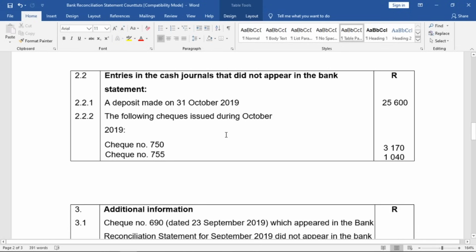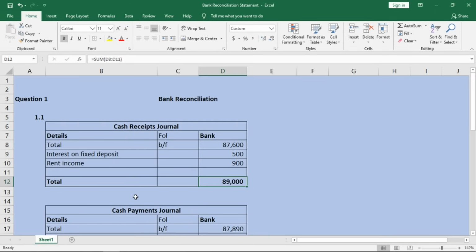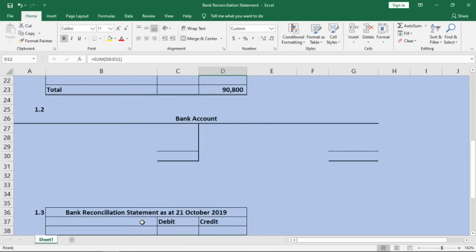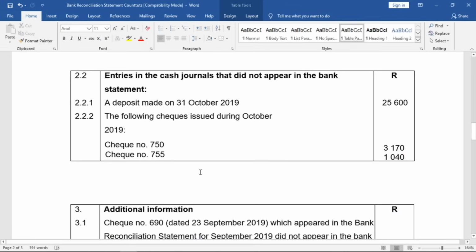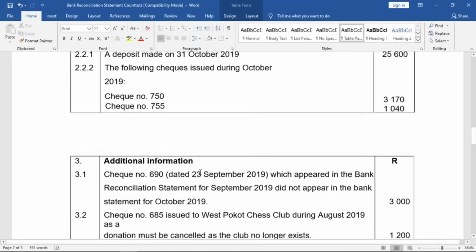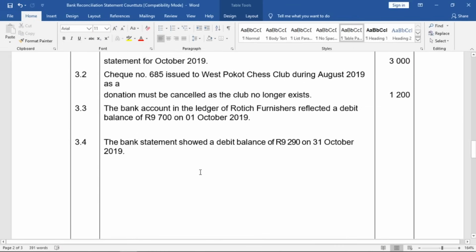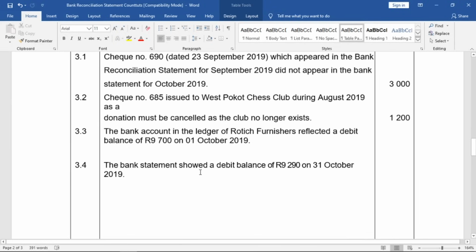What is the first line item we do in the bank reconciliation statement? Just like the cash receipts journal and cash payments journal, we put the balance brought forward, as you can see these two amounts here. So that's the same thing we do in the bank reconciliation statement. So let me quickly go to the bank reconciliation statement. I'm going to call it here. So let's go to the additional information. You have to look for the amount which was in the bank statement.